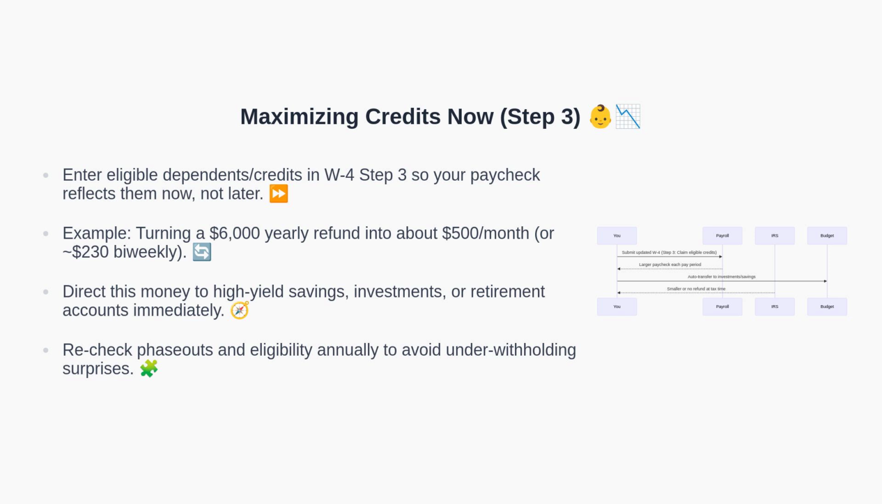Now let's focus on maximizing credits immediately. Use W-4 Step 3 to claim eligible credits, such as the child tax credit and other dependent credits, so your paychecks increase during the year.